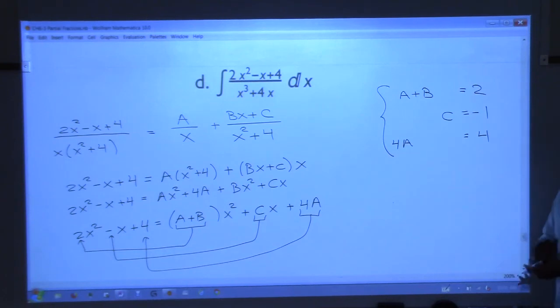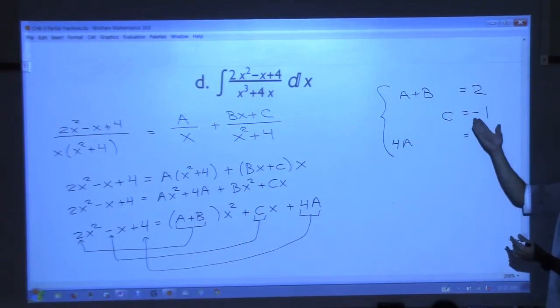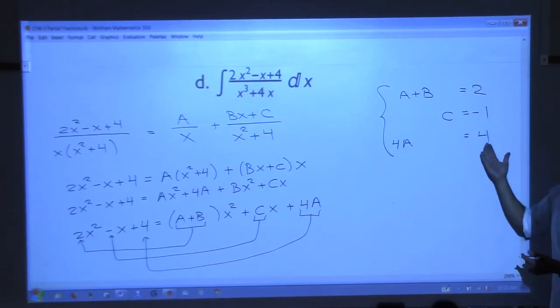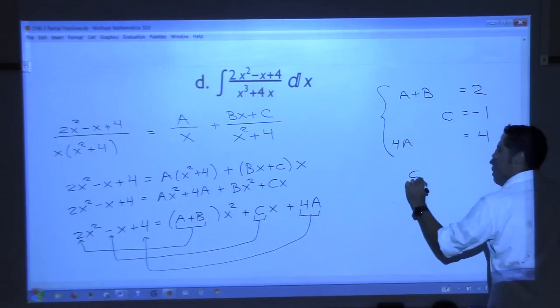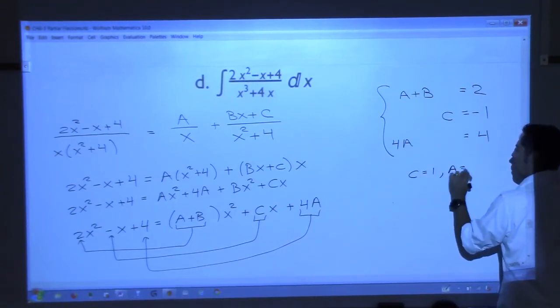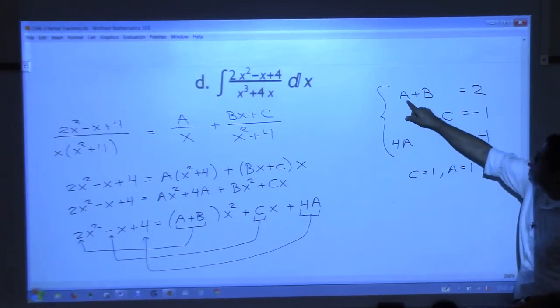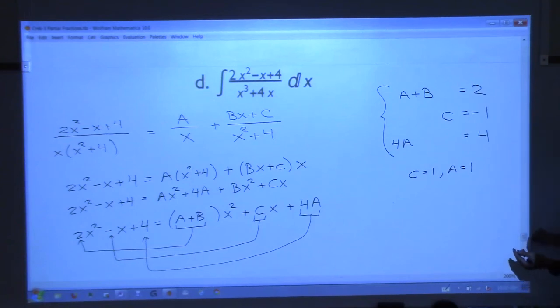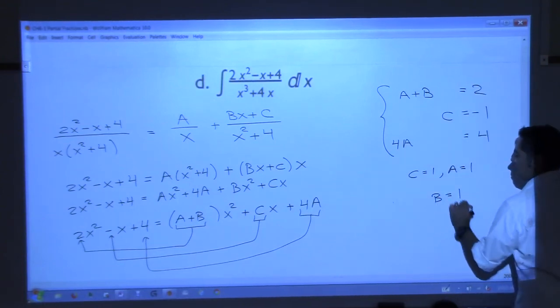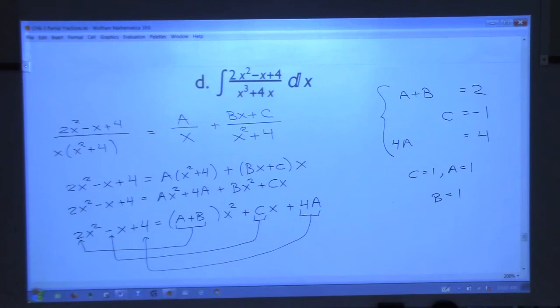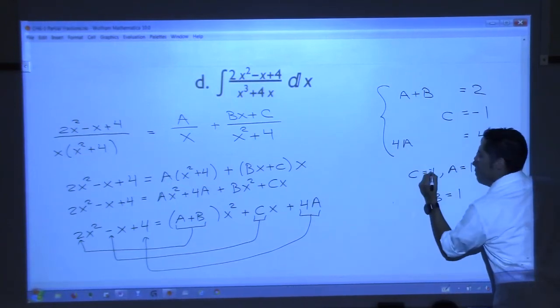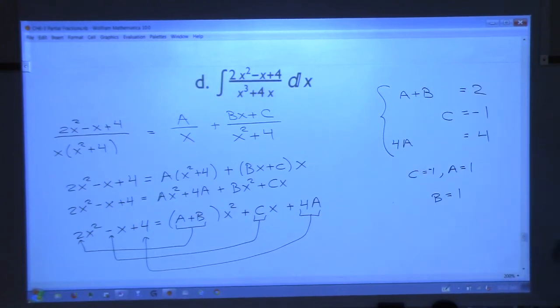Now this system you actually don't even need your calculator for, because we already know what a and c are, don't we? I mean, c is -1, it's right here in front of us. A is 1. And fortunately, the first equation, if I replace a with 1, because a is 1, then subtract, you get b is 1. So all of these are done without any calculator. Oh, yeah, I don't know why I put c is 1. c is -1, a is 1, b is 1.